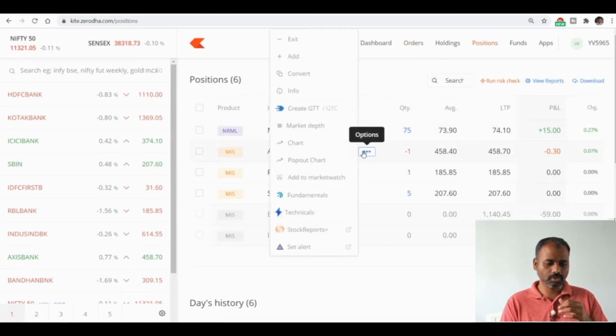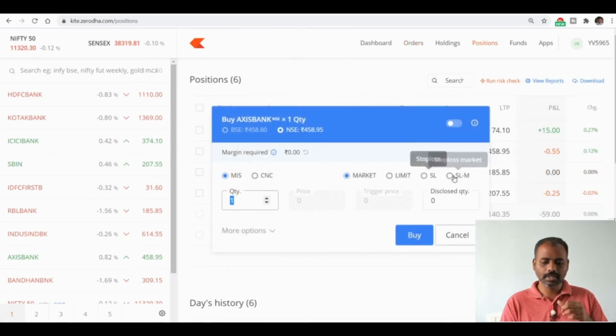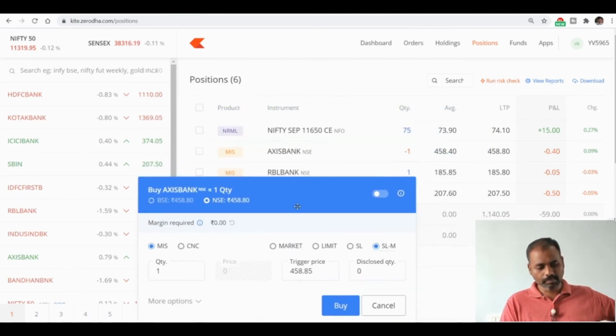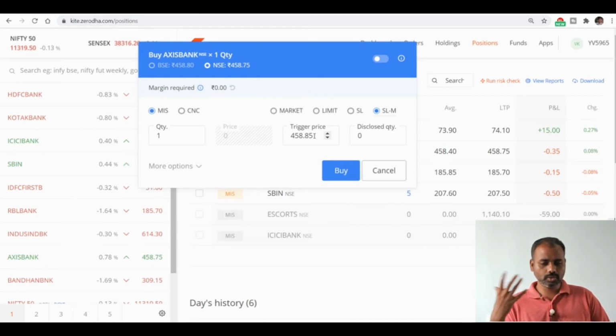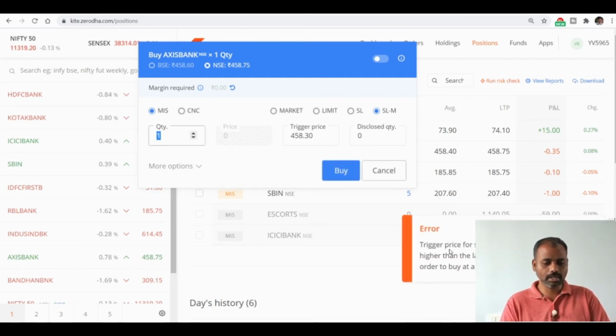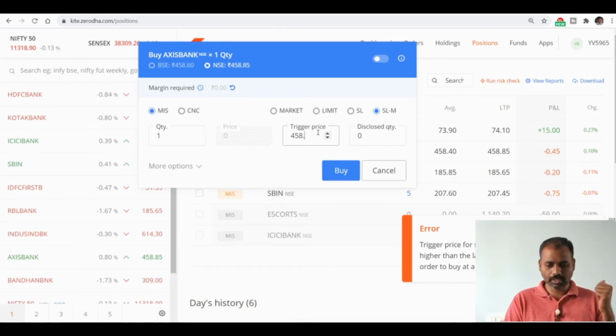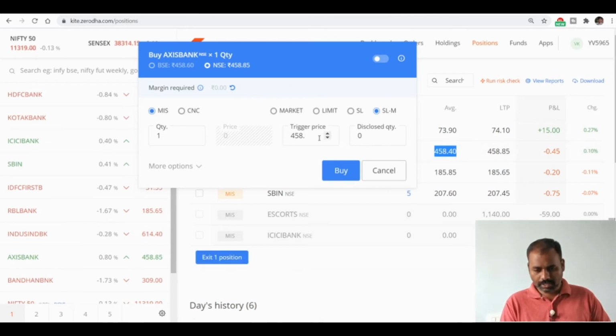Axis Bank, I am going to keep a buy SL. Similarly, same concept, you have to keep the buy more than the price you sold at. Average price is 450. If I try to keep 458.30, you can see my error. It will not actually accept it. The buy stop loss should always be greater than the price at which you sold. So we sold at 458.40. I need to keep more than 458.4.